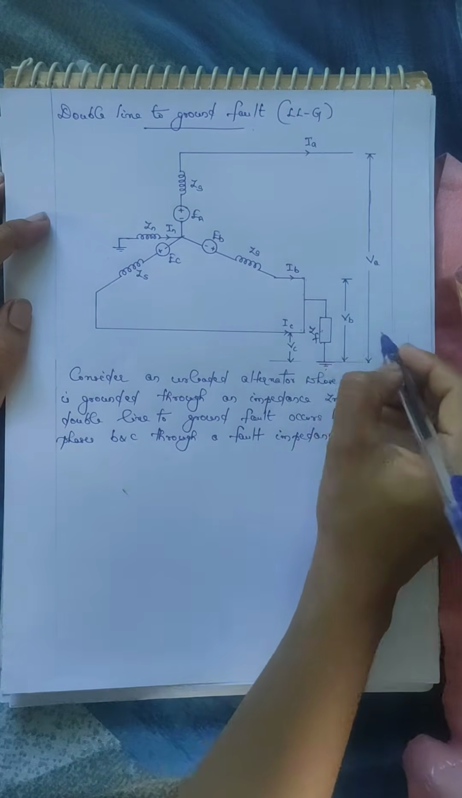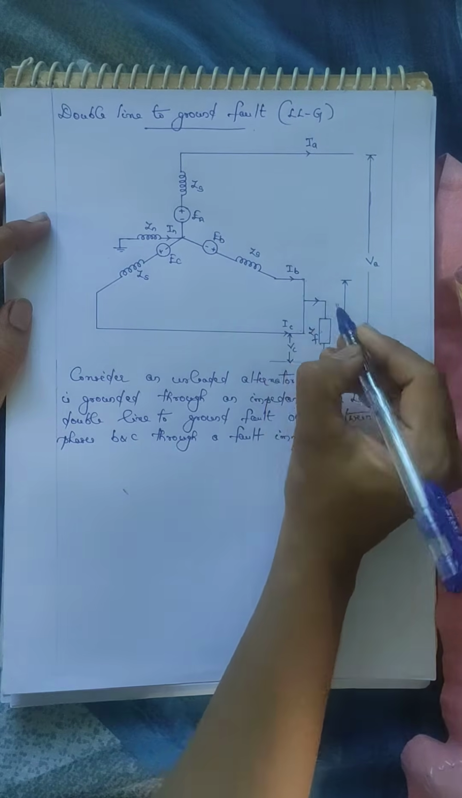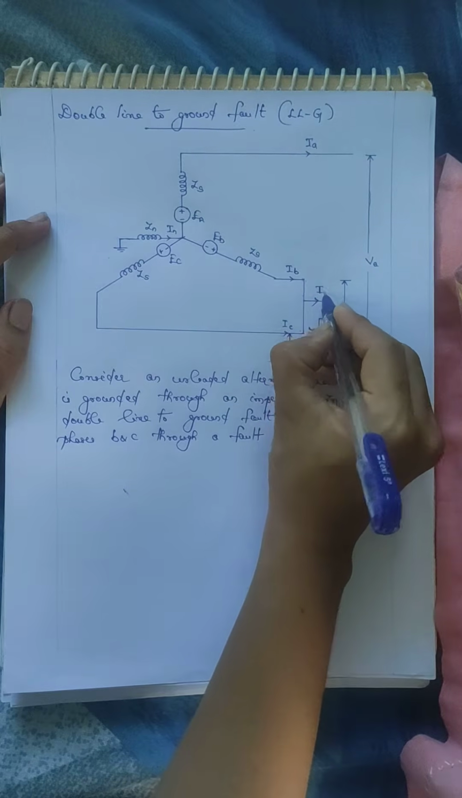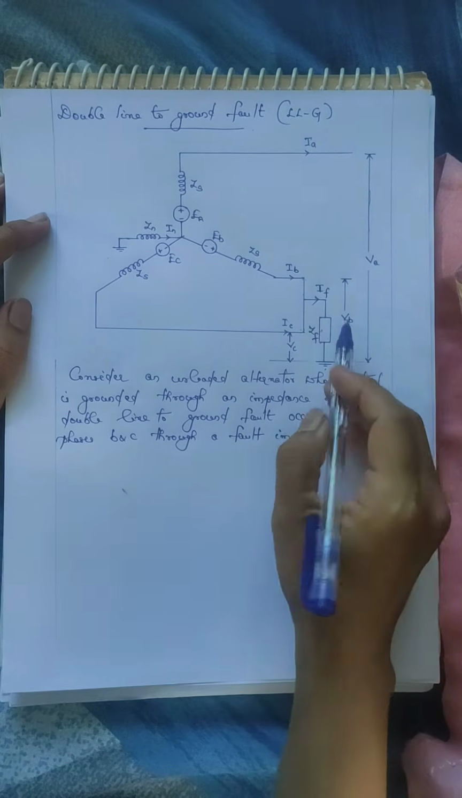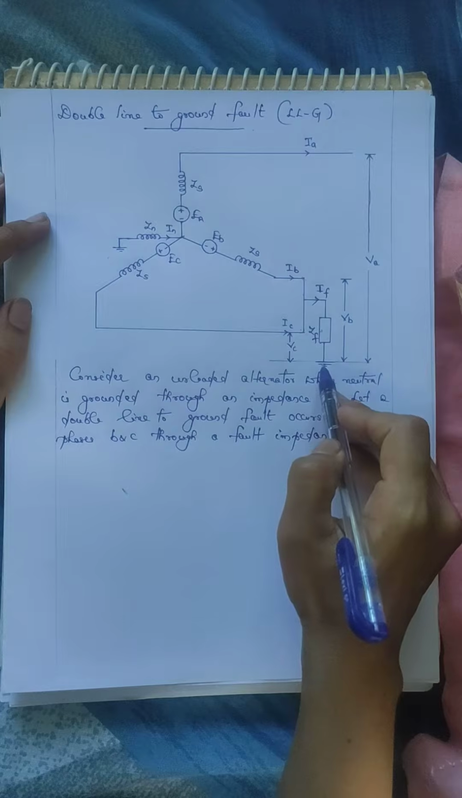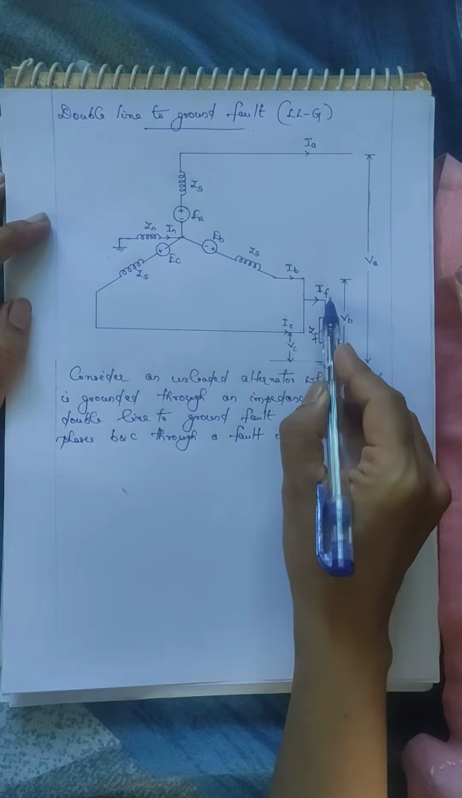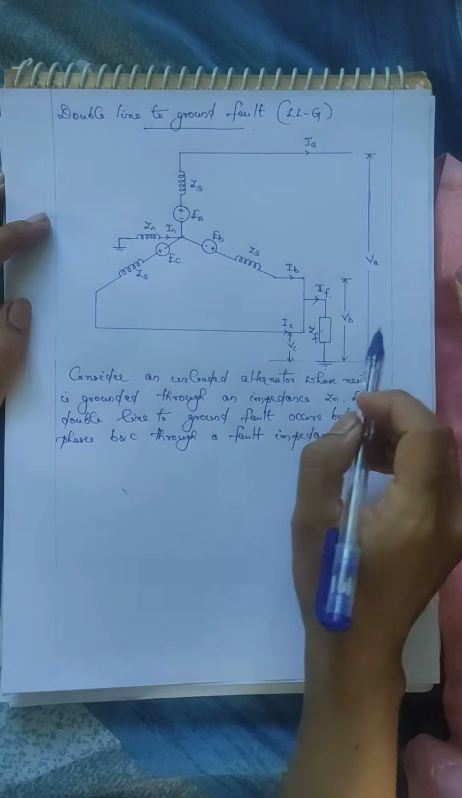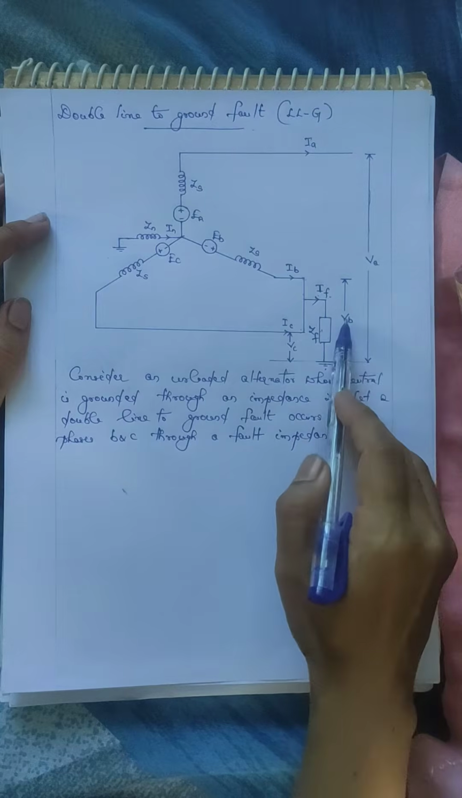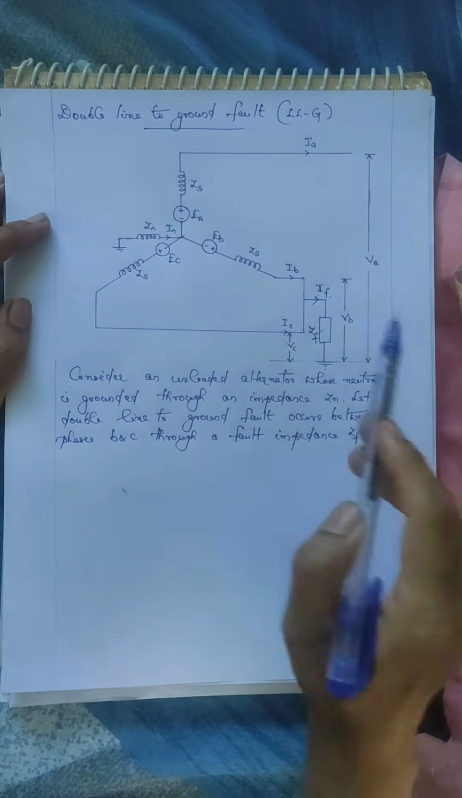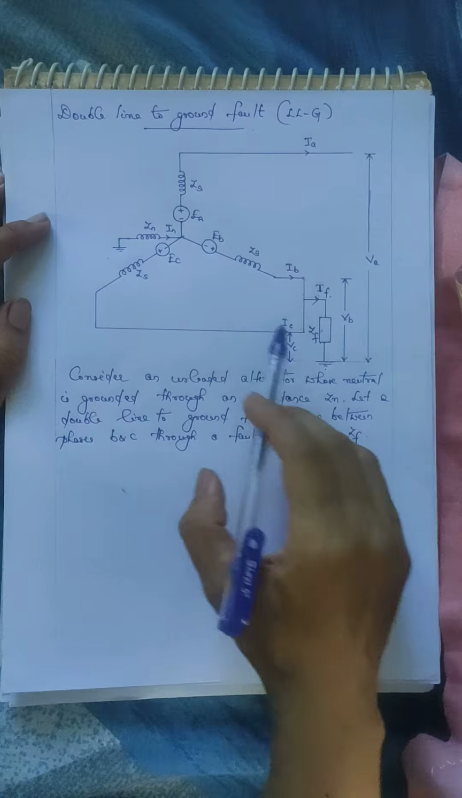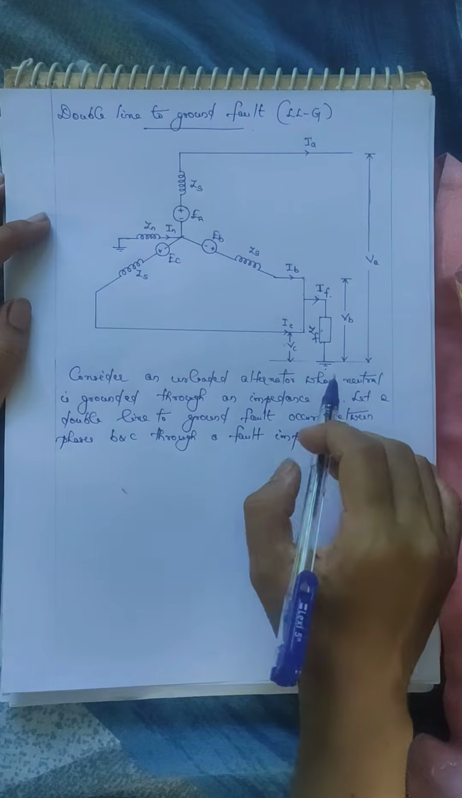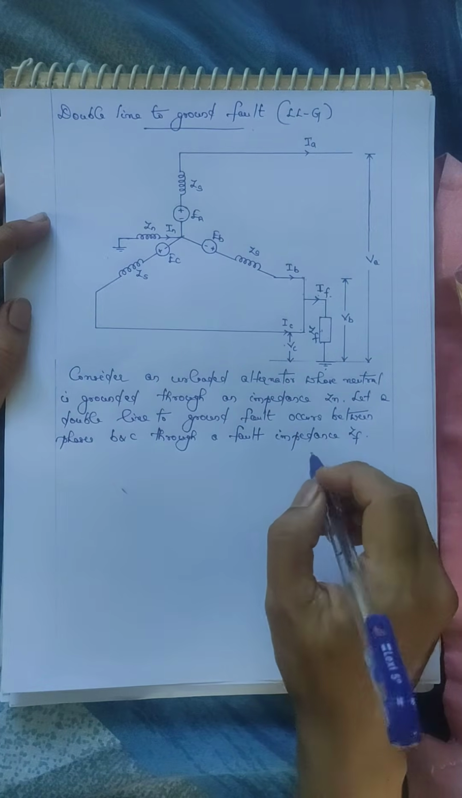The current flowing through the fault path towards the ground is the fault current IF. We have also marked the phase voltages VA, VB and VC. Now, by examining this diagram, we can write the various boundary conditions.